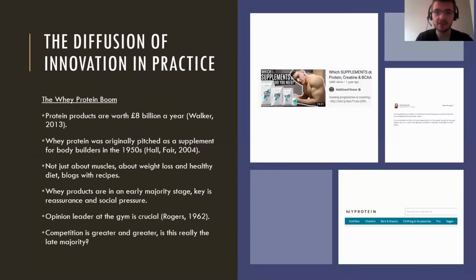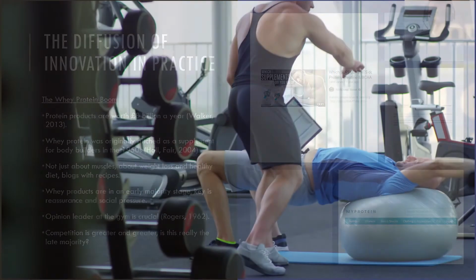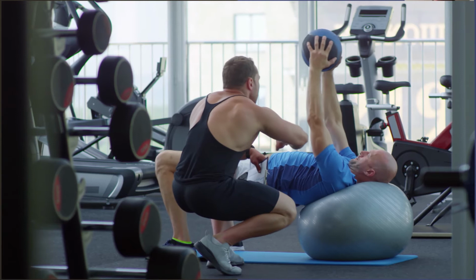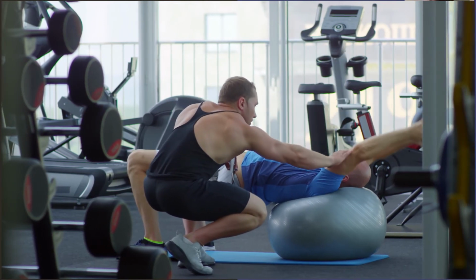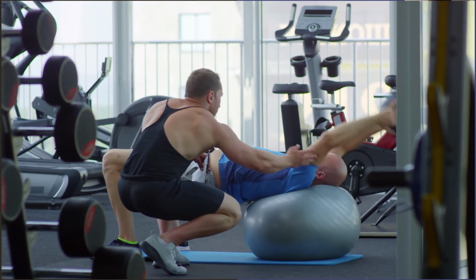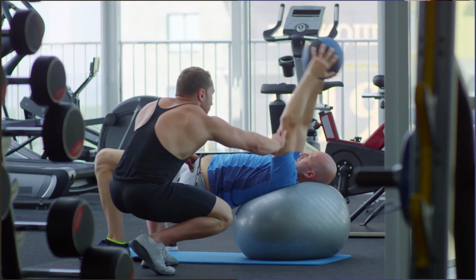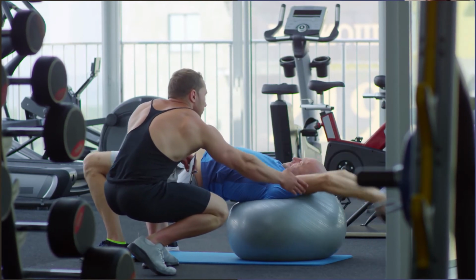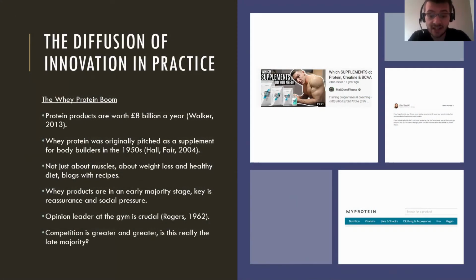I'm going to look at the example here of whey protein and the whey protein boom. The market for whey protein is a great example of Rogers' theory of the diffusion of innovation. Whey protein products are worth £8 billion a year. Indeed, the product is everywhere. But when whey was originally pitched as a supplement for bodybuilders in the 1950s, well, it was just for that. But whey protein is no longer such a niche product.